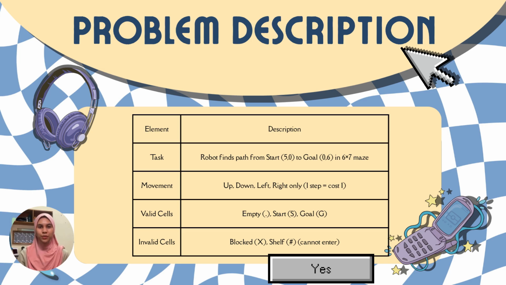For the problem description, the robot must find a path from the start at position 5, 0 to the goal at position 0, 6 in a 6 by 7 maze. The robot can only move up, down, left, and right. Each step costs 1. It can only move through empty cells, the start, and the goal. It cannot enter blocked cells X or shelf hashtag.